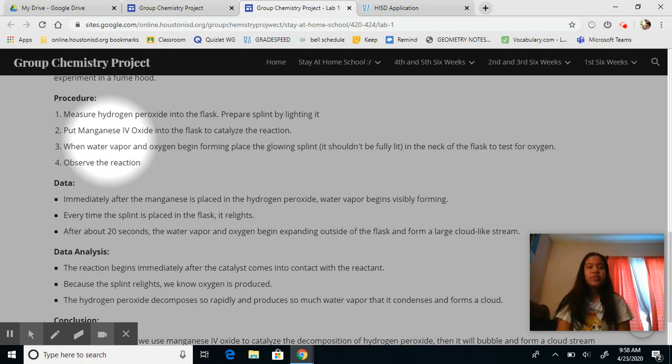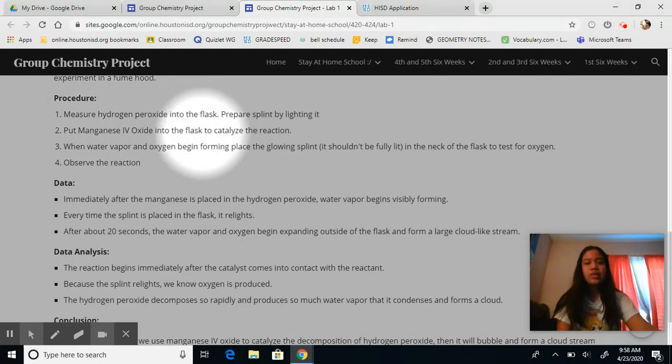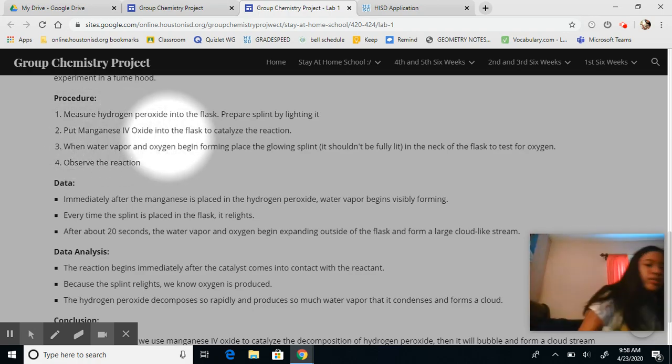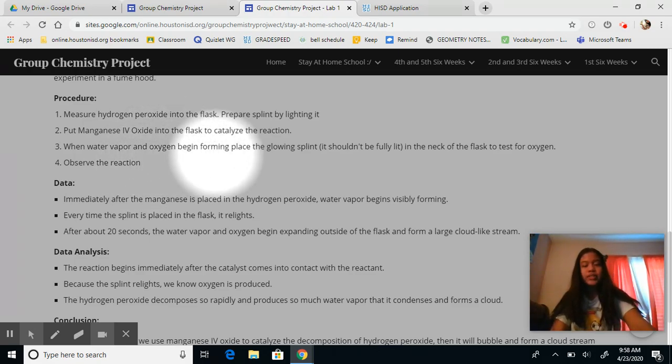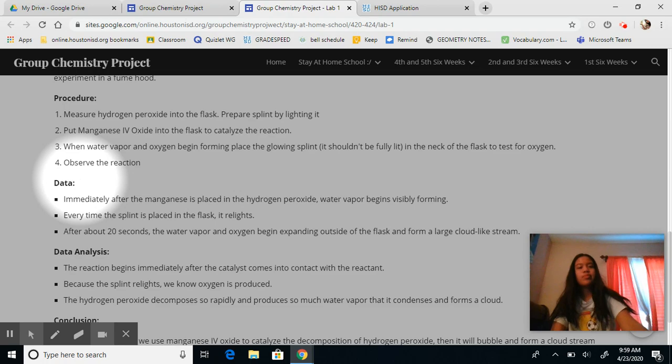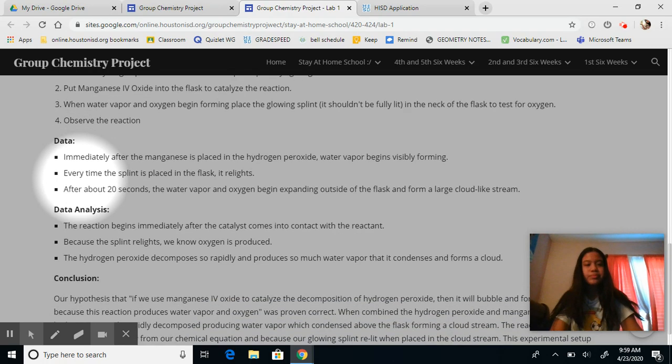The procedure of this experiment is number 1, measure hydrogen peroxide into a flask. Prepare the splint by lighting it. Number 2, put magnesium oxide into the flask to catalyze the reaction. Number 3, when water vapor and oxygen begin forming, place the glowing splint in. It shouldn't be fully lit. Place it in the neck of the flask to test for oxygen. Number 4, observe the reaction.